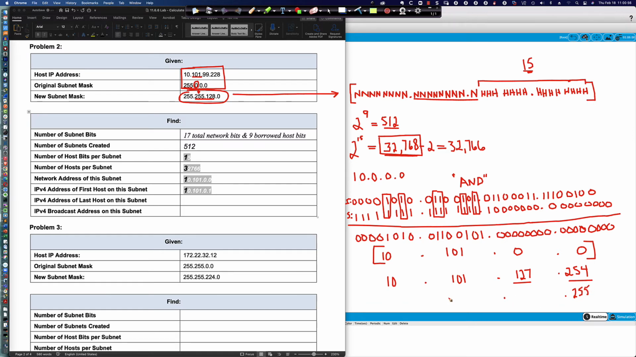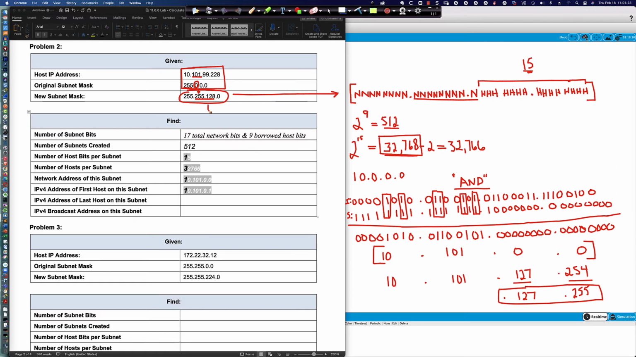meaning my broadcast address would be 127.255, or 10.101.127.255. Now, this one was, again, a little bit more difficult, but we got the bitwise AND in there, and so we saw how we could quickly figure the network address out. And then what do you notice here about these values for the broadcast address when compared to the subnet mask?